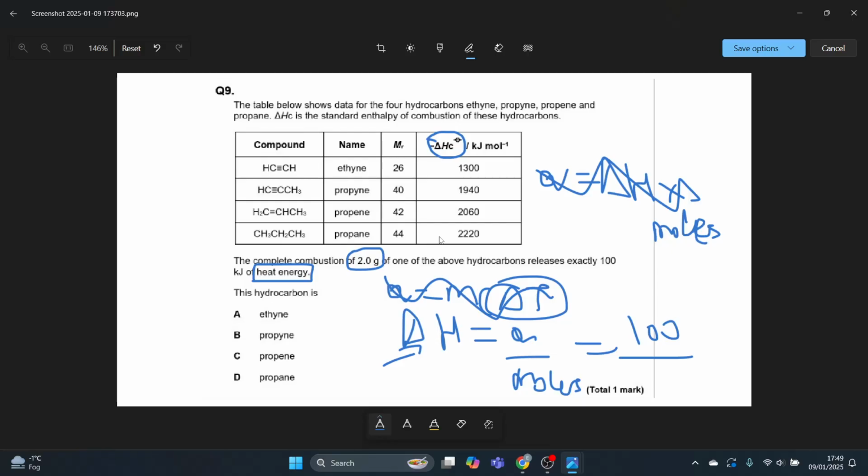And obviously I could rearrange it. Q equals delta H times by number of moles. Delta H is 100 times by the number of moles, 1 over 13. No, not 1 over 13. Yeah, you get the point. And you should get A. Your answer is ethine.